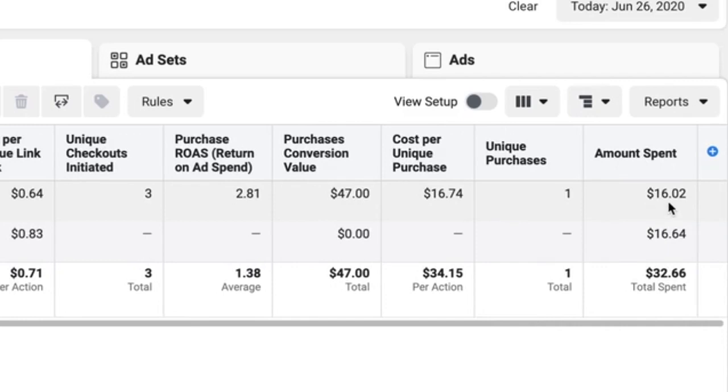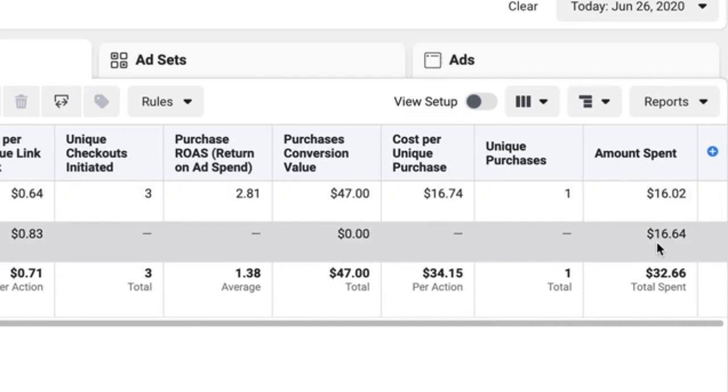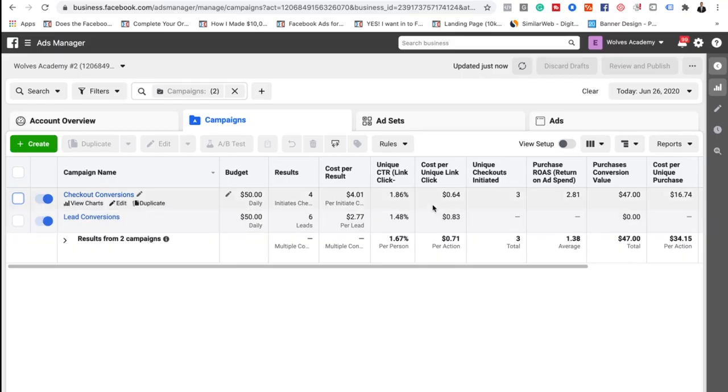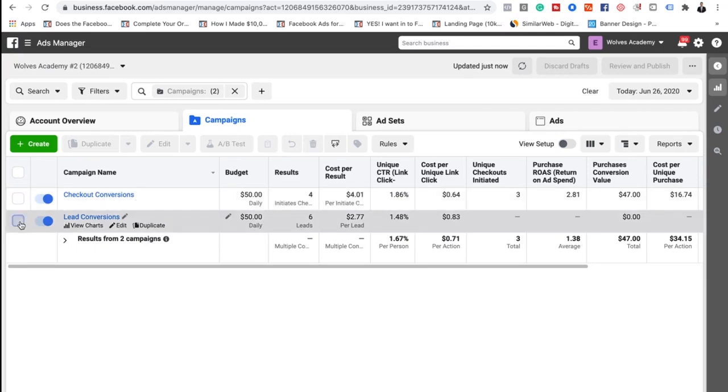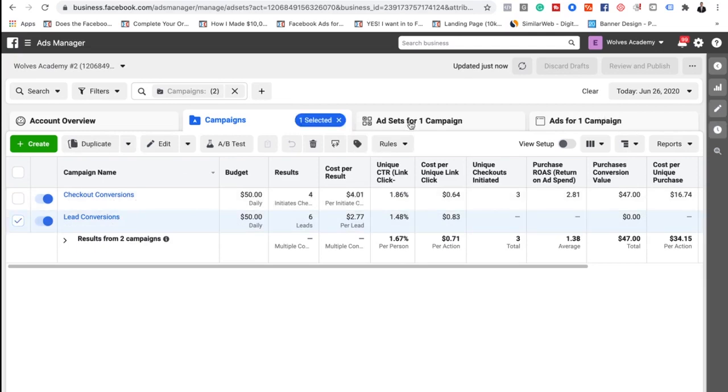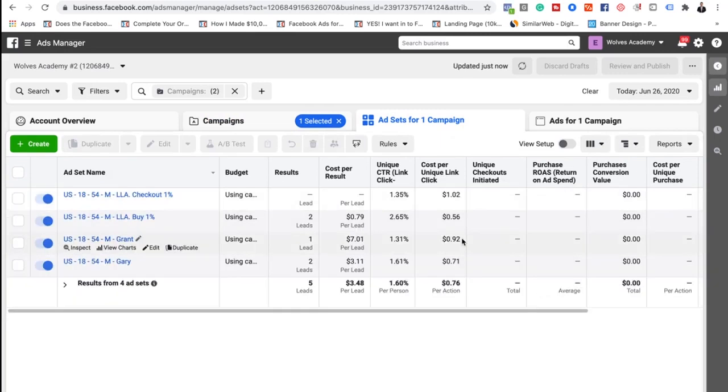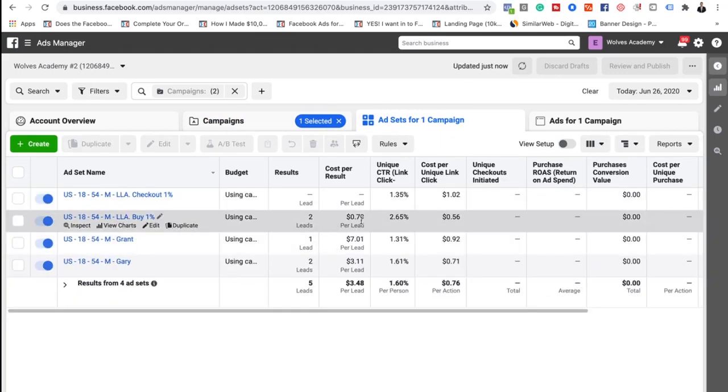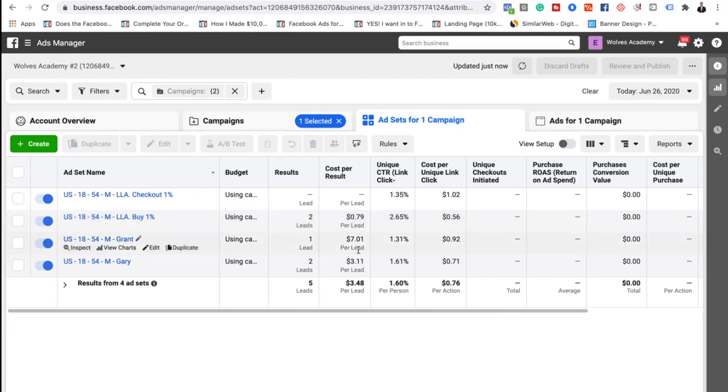So if you notice, we have $16.02 spent, and then $16.64 spent. So we spent $32, $16 each. So we really don't have enough to do accurate data, but I'm going to go to the actual lead conversions and look at the actual ad sets to see what it looks like so far. So the lookalike audience has a higher click-through rate, 2.65%. It has a way lower cost per click. But this is $7 per lead. There is no way, right?